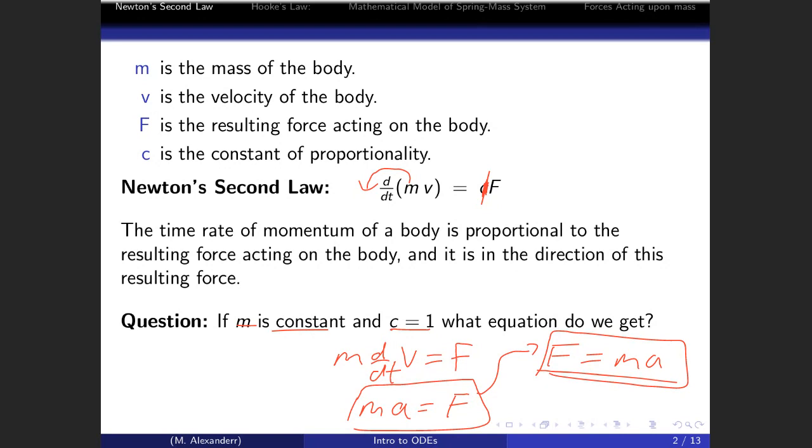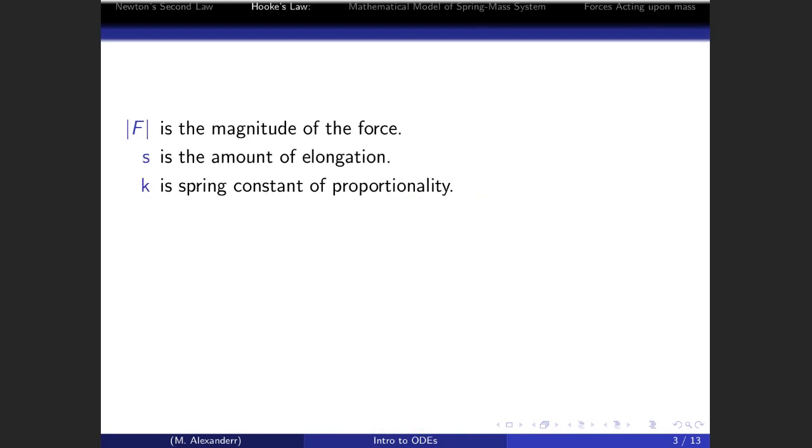Now the other law that we are going to use to be able to describe the spring mass system, we also need to talk about Hooke's law, which is related to the spring behavior.